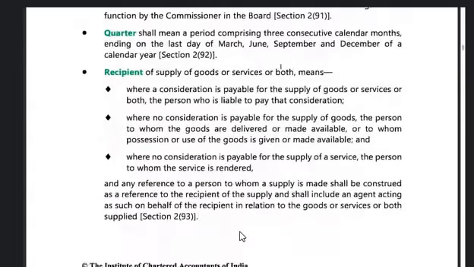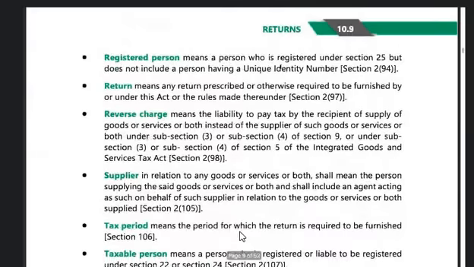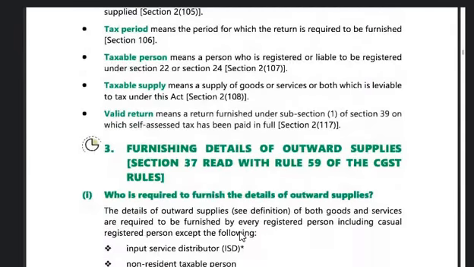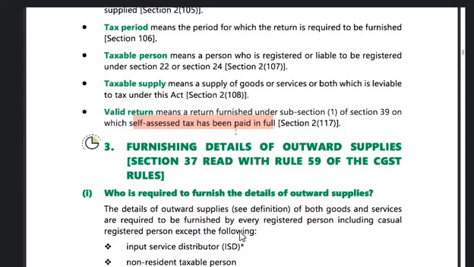The terms such as proper officer, quarter, registered person, these things we have already seen. Then a valid return means a return furnished under sub-section 1 of section 39 on which self-assessment tax has been paid in full. So only when the self-assessment tax has been paid in full is the return a valid return.